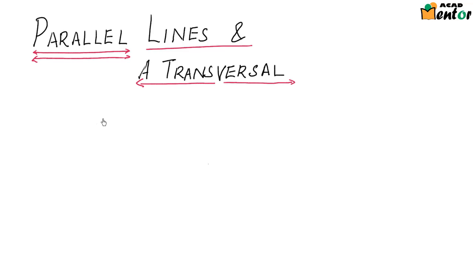Hi guys, we were talking about lines and angles, and in this video we'll speak of parallel lines and a transversal. Now before we move on to this topic, let's just revise what a transversal is. So a transversal is a line which cuts any two lines. They could be any lines, they could be parallel or not parallel to each other, any two lines in two distinct points.